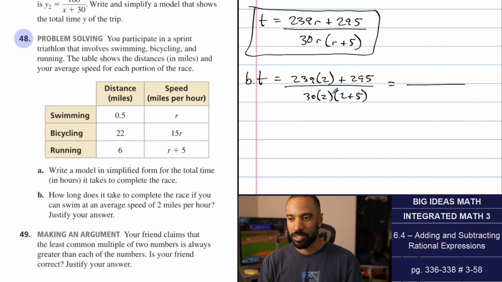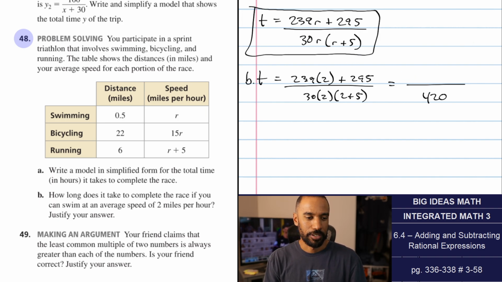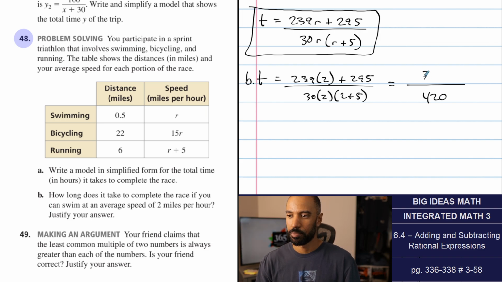2 plus 5 is 7. 7 times 2 is 14. 14 times 30 is 420. Okay. On top, I'll do that in the calculator. 239 times 2 plus 295. I'm getting 773 over 420.